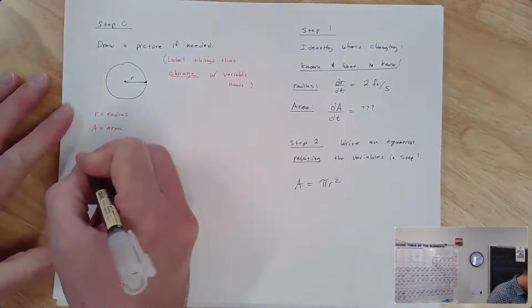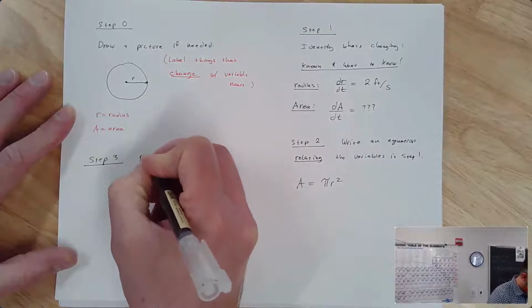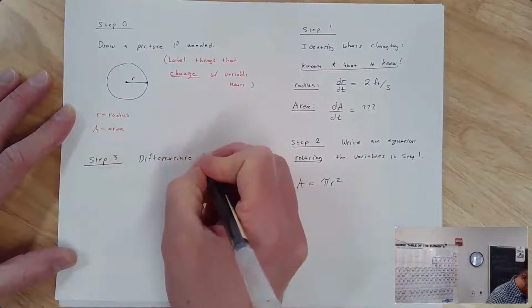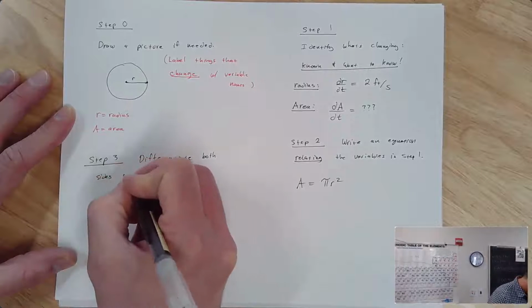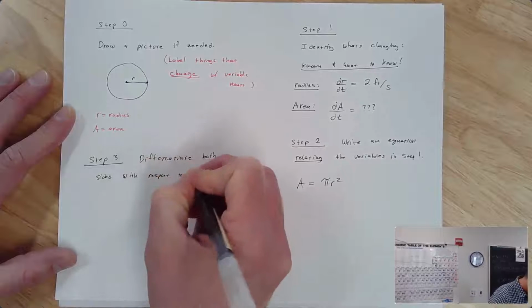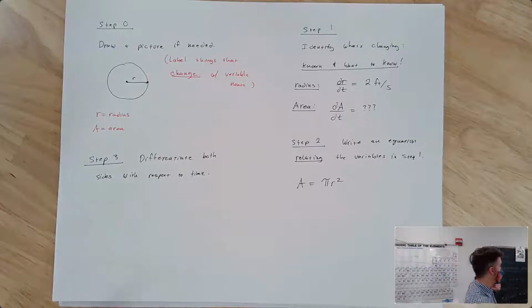Step 3, differentiate both sides. I should be a little more specific here. Differentiate both sides with respect to time. It's not always 100% of the time. Sometimes both things are a function of some other variable, but most of the problems we deal with are where things are changing as time is changing.